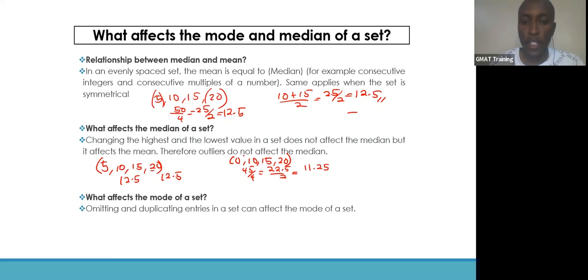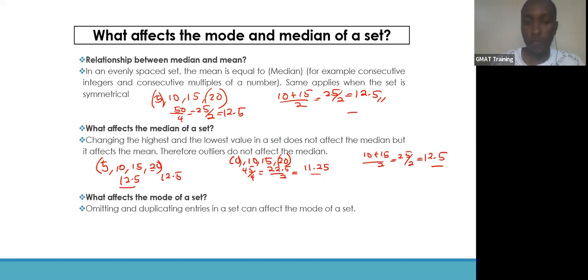What about the median? Take out the outer values and have 10 and 15 once more. 10 plus 15 divided by 2, same 25 over 2, which is 12.5. As you can see, the median remains 12.5 if you change the outer values, and the mean actually changes from 12.5 to 11.25. The median is not affected, but the mean is affected. What really affects the median in this case is changing what contributes as the middle digit.